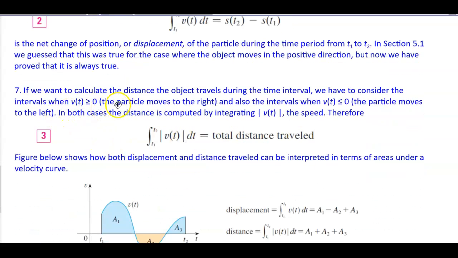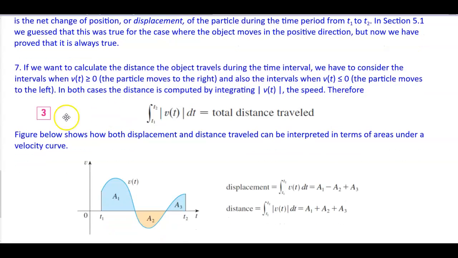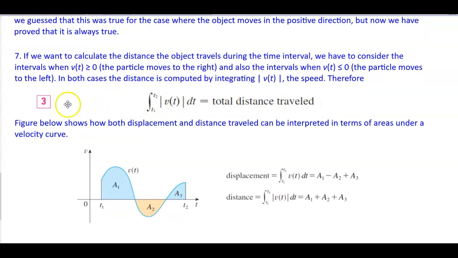Number 7, if we want to calculate the distance the object travels during the time interval, we have to consider the intervals where v of t is greater than or equal to 0, meaning the particle moves to the right, and also the intervals where v of t is less than or equal to 0, when the particle moves to the left. In both cases, the distance is computed by integrating the absolute value of the velocity function, which is the speed. Therefore, from definition 3, the integral of the absolute value of the velocity function dt from t1 to t2 is equal to the total distance traveled.